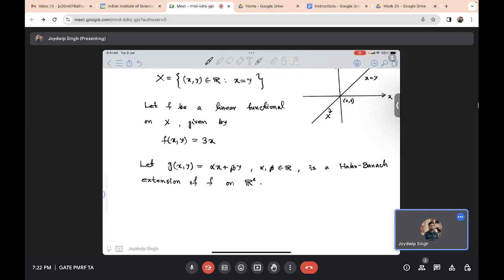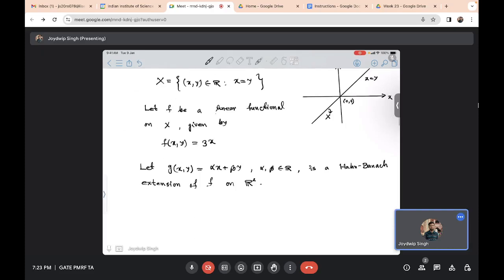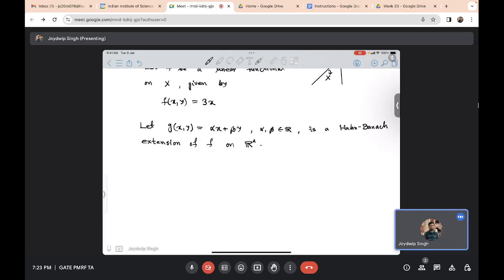So what is a Hahn-Banach extension? It says that if a functional is defined on a subspace, then you can extend it to the whole vector space with a norm preserving extension. So G is a Hahn-Banach extension of f.